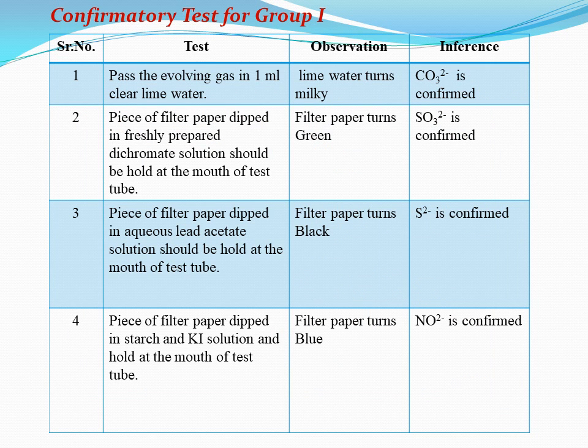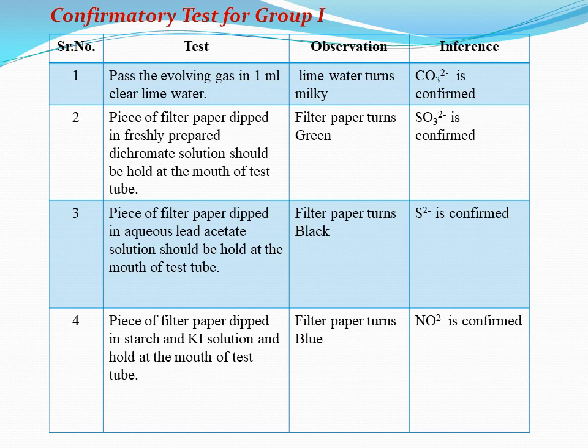The confirmatory test of first group radical is given here. For confirmation of carbonate ion, you have to pass the evolving gas in 1 ml clear lime water. If lime water turns milky, that means that carbonate ion is confirmed. For confirmation of sulfite ion, you have to take a piece of filter paper dipped in freshly prepared dichromate solution. Now bring it at the mouth of test tube. If filter paper turns green, that means that sulfite ion is confirmed.